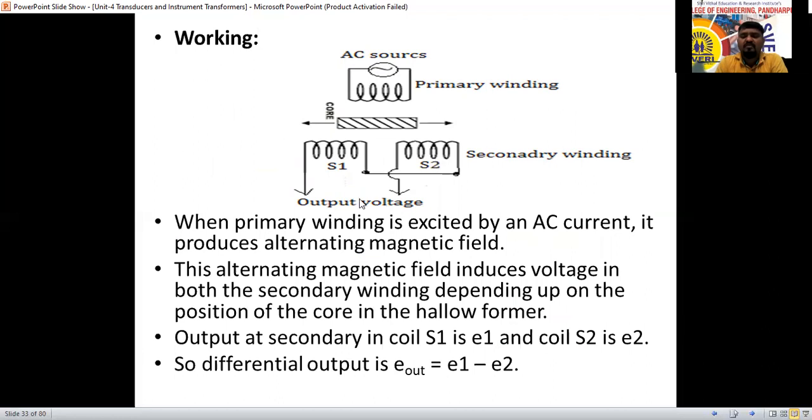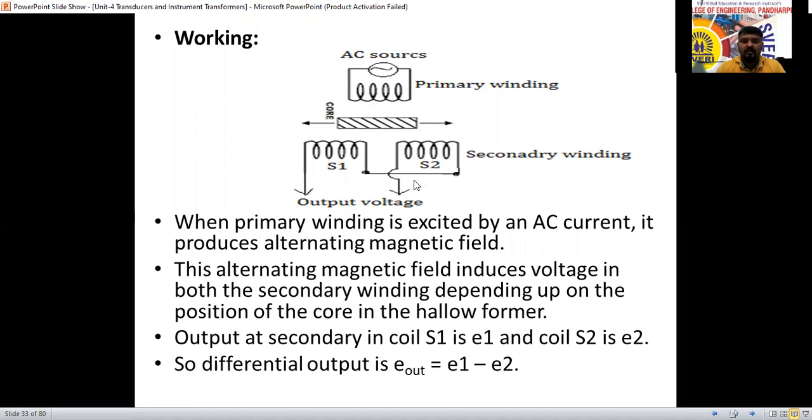So the differential transformer, we told that one. The connection we have made like this: positive, negative, and this is positive, negative. The primary and secondary connections are made in series. The net output of the secondary windings S1 and S2 is ES1 minus ES2, that is, the EMF induced in secondary winding 1 minus the EMF induced in secondary winding 2. The total output of the secondary winding is ES1 minus ES2, or E1 minus E2 also we call it.